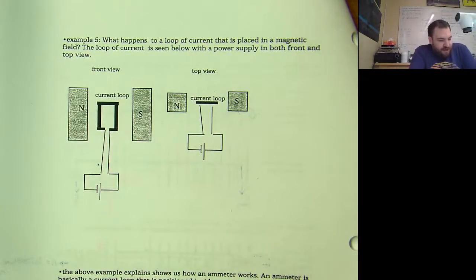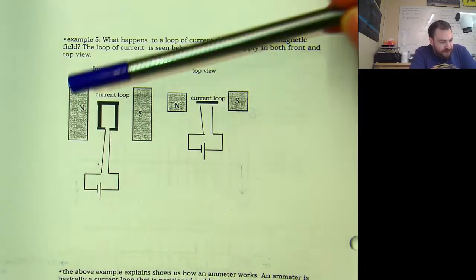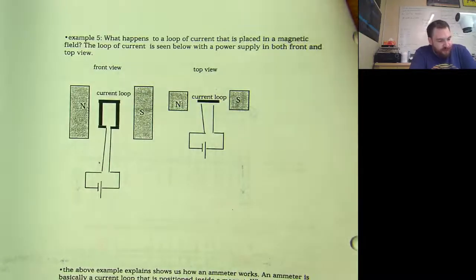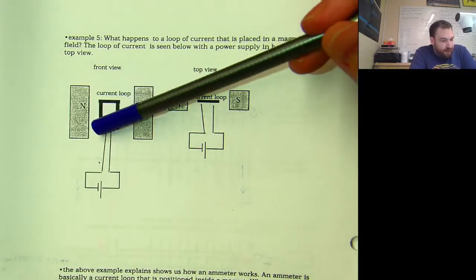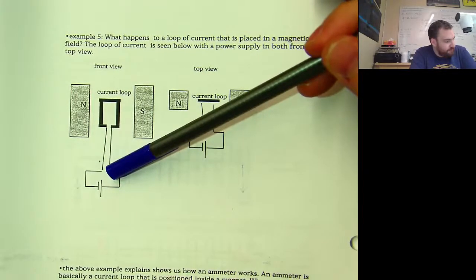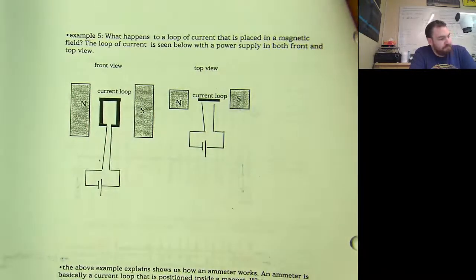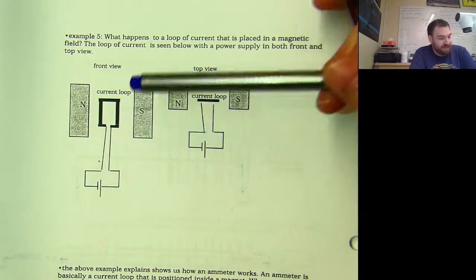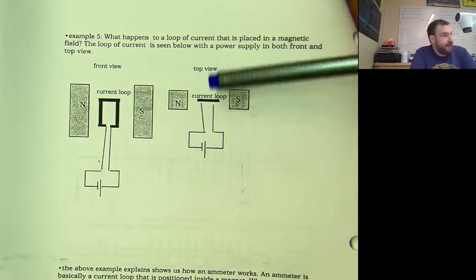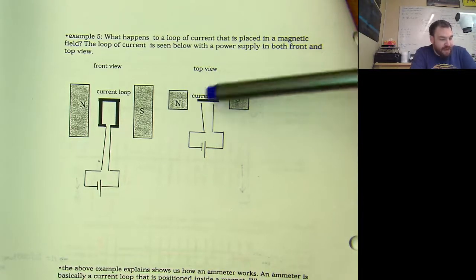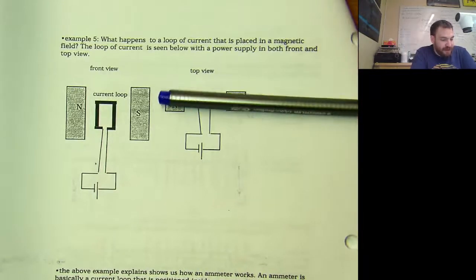Okay, so we've got a different little scenario here. We've got a magnet, a north pole of a magnet, a south pole of a magnet. We've got a loop here attached to a circuit. This is the front view. This is what it would look like, looking at its face. Looking down at it from the top, you'd see something that looks like this: north pole, south pole, and a current loop that remains like this.